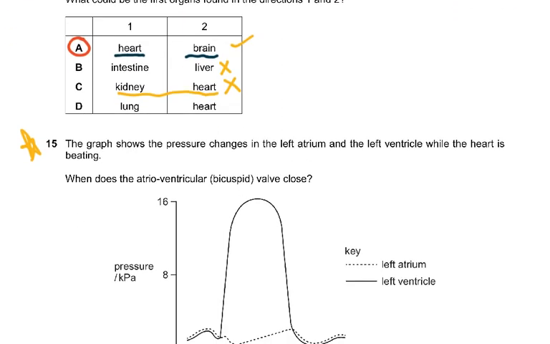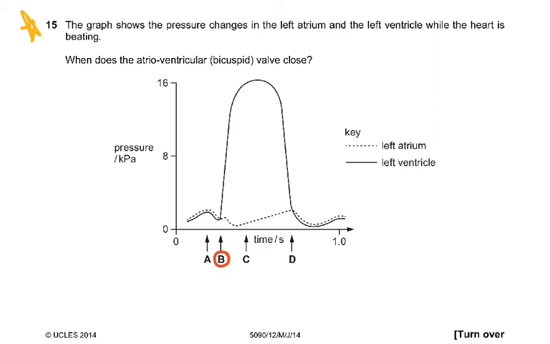Then coming on to question number 15. Now this is a very favorite question. I just discussed this in class today as well. The graph shows the pressure changes in the left atrium and the left ventricle while the heart is beating. Where does the atrioventricular valve close? I'm just going to discuss a graph with you, and then of course you will understand. This is the blood filling into the atria, and that's why you see this increased pressure here of the left atrium.